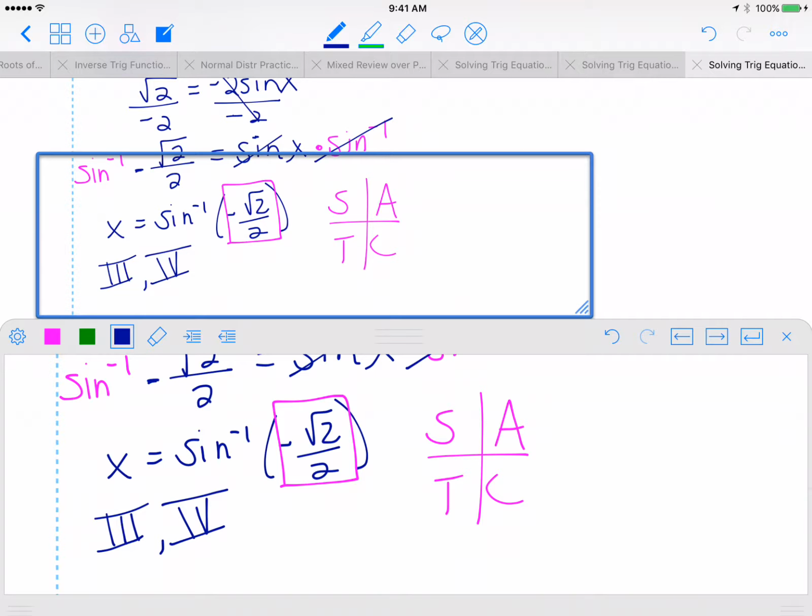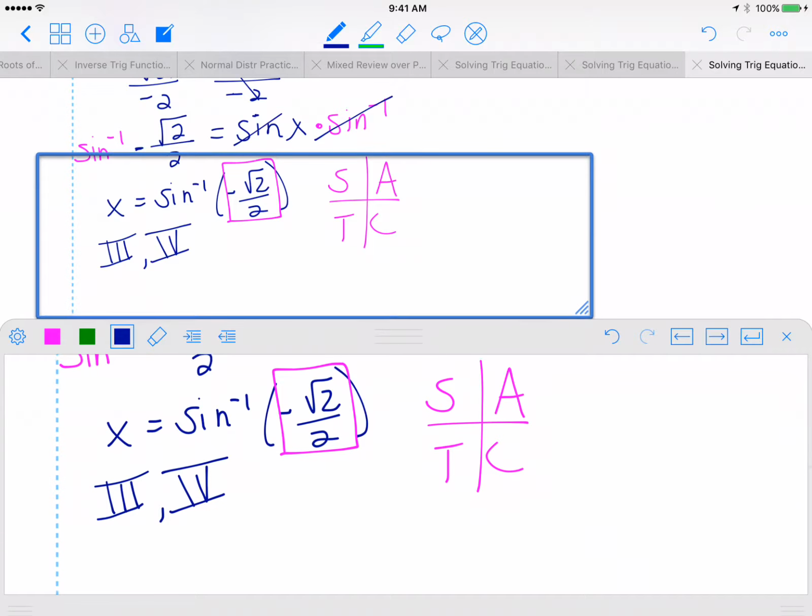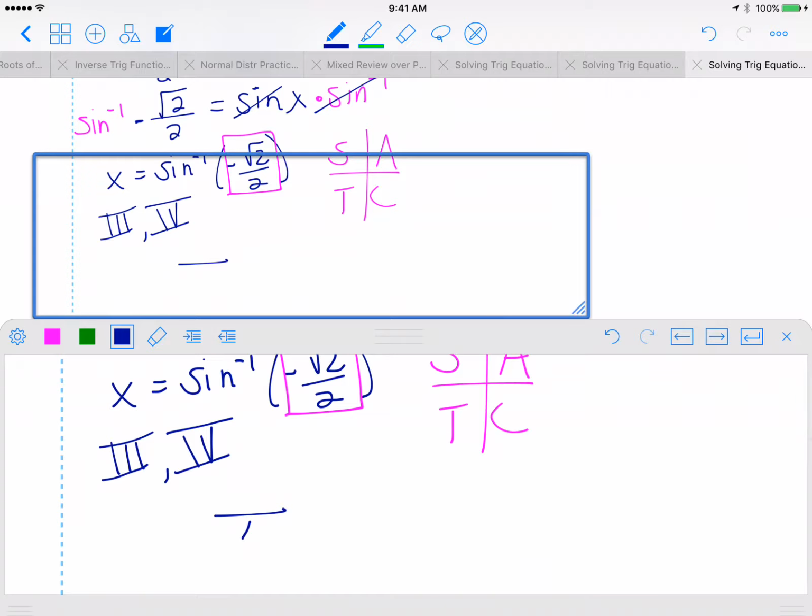So now we have to think to ourselves, what family is it where it's negative square root 2 over 2? And hopefully you would say your 45-degree families. So we know it's going to be pi over 4 something, pi over 4. So in quadrant 3, remember it's one more, so you get 5 pi over 4. Quadrant 4, remember it is double 4 minus 1, so you get 7. So these are our answers if you're going from 0 to 2 pi, if that was your interval.